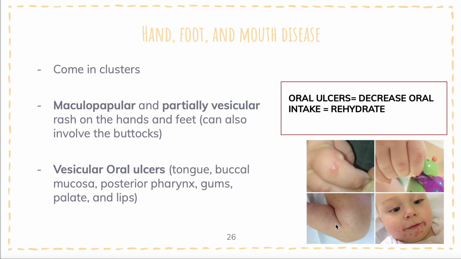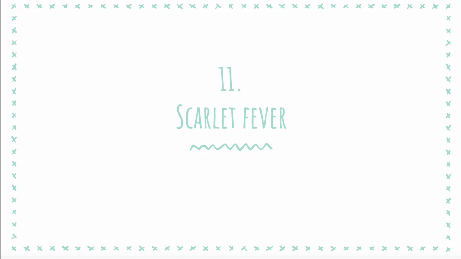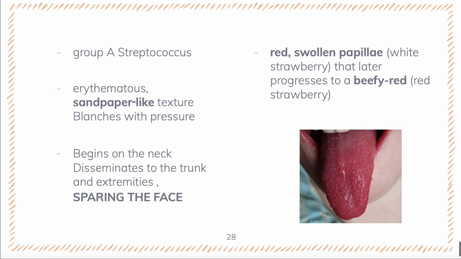Okay, so moving on to scarlet fever. So scarlet fever is usually caused by group A beta-hemolytic streptococcus. They present with a rash that is known as a sandpaper-like rash texture that blanches on pressure. Usually the thing that characterizes this rash is that it spreads to the trunk and extremities, but spares the face. It will not involve the face. And they also come with something called a strawberry tongue or a beefy red tongue.